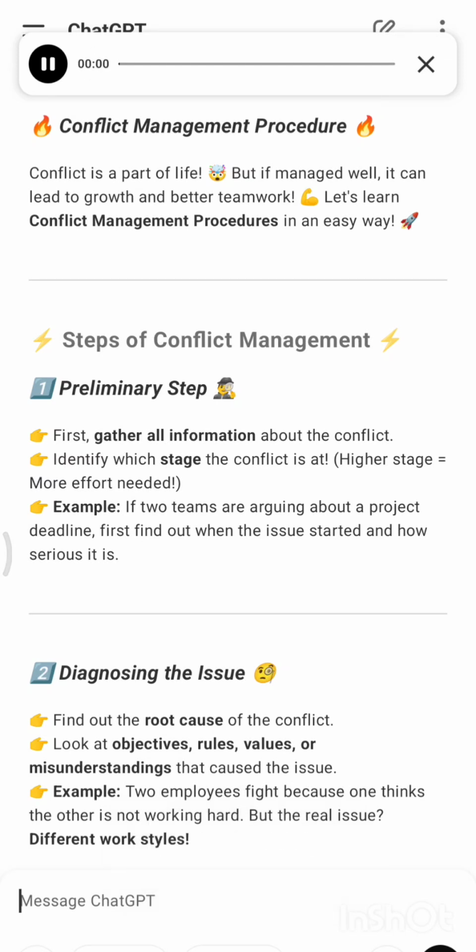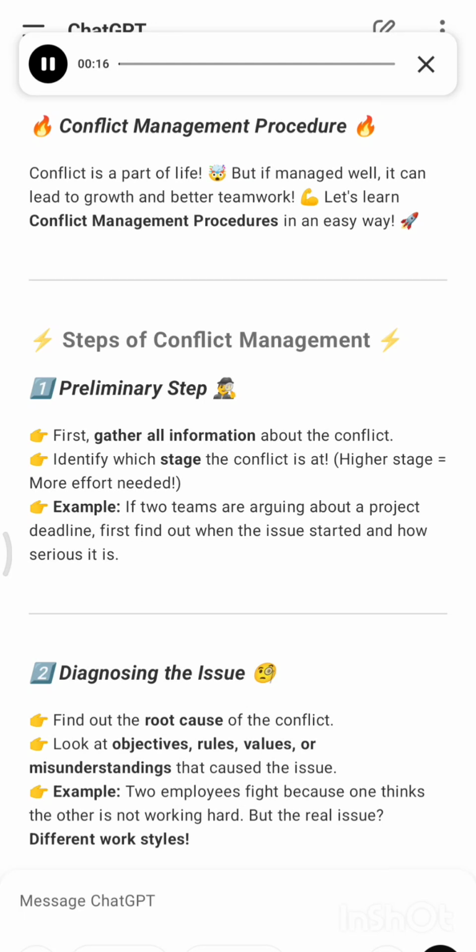Conflict management procedure. Conflict is a part of life, but if managed well, it can lead to growth and better teamwork. Let's learn conflict management procedures in an easy way. Steps of conflict management. 1.